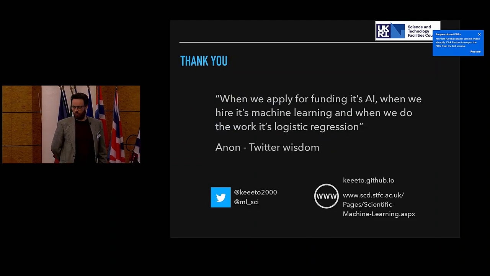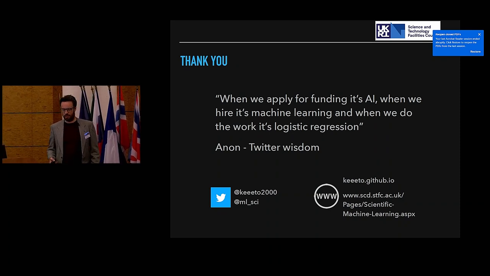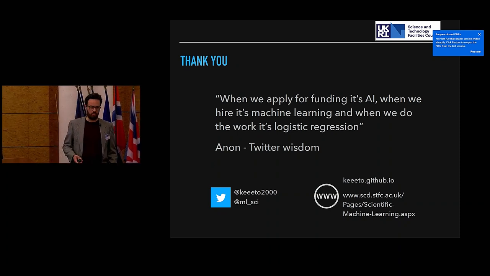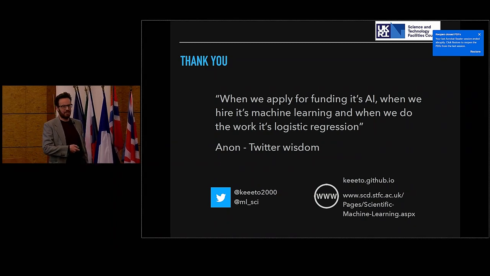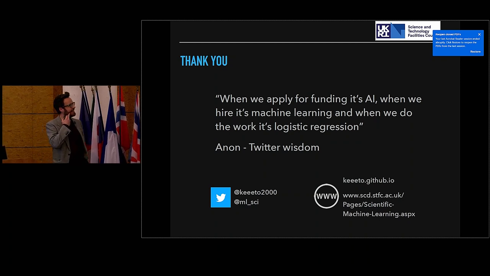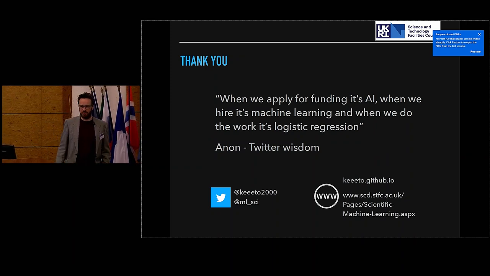And I thought I'd leave this thought because it's been a long couple of days of CNNs and GANs and autoencoders, and people are confused by the language. This is a nice piece of Twitter wisdom that I came across just the other day: when we apply for funding, it's AI. When we do the hiring, it's machine learning. And when we do the work, it's logistic regression.